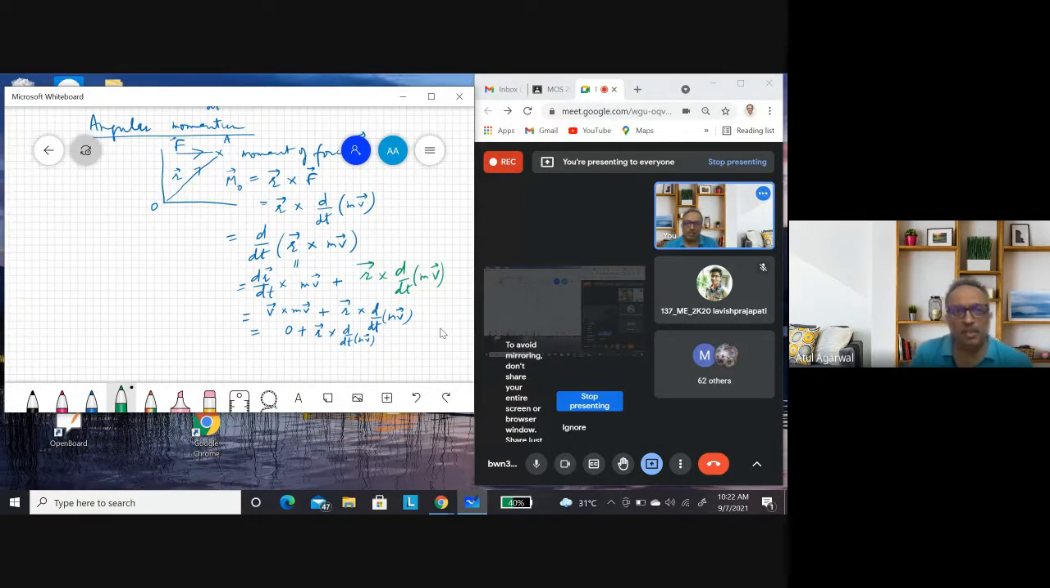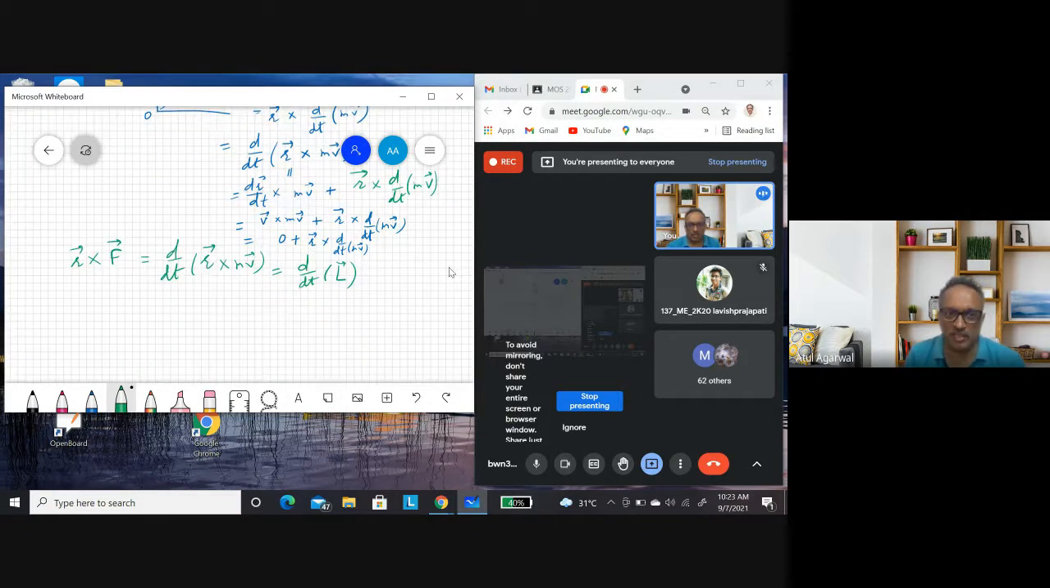So you see, the moment of the force about the origin is equal to the moment of the linear momentum, which is equal to d by dt of r cross mv, and this is called the angular momentum of the particle. We define a vector L as L equal to r cross mv.